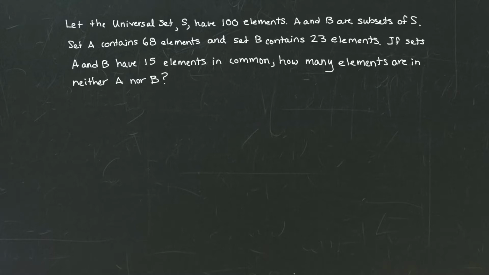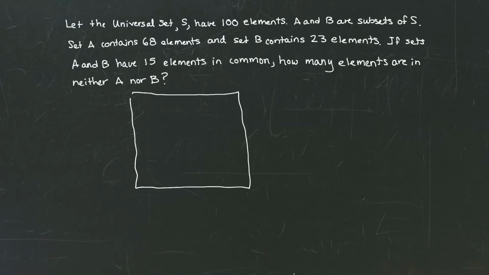Let's start by drawing a Venn diagram to help solve this problem. So in our Venn diagram, we're going to have two circles, set A and set B. I'm going to designate set A with a pink circle and set B with a yellow circle. Now, what do we know about these two sets?